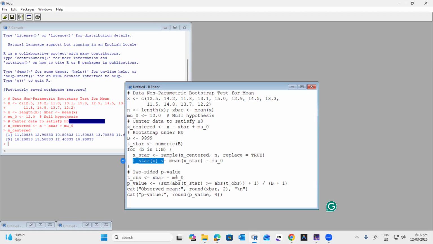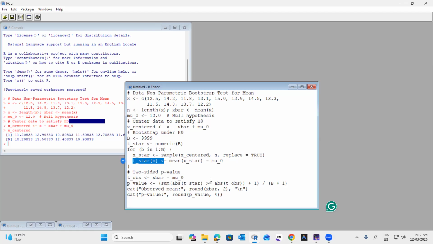And for the two-sided p-value, we observe the test statistic, which is simply the difference between the original mean and the null value, and the p-value will be the sum of the indicator that absolute T star is greater than or equal to the absolute value of T observed, plus 1, divided by B plus 1. So we count how many bootstrap statistics are at least as extreme as the observed one in absolute value.